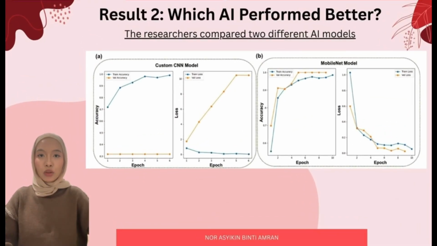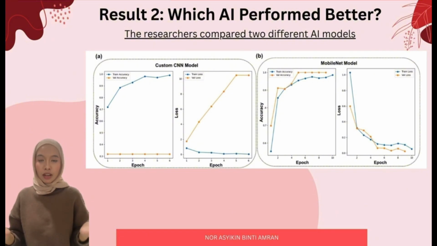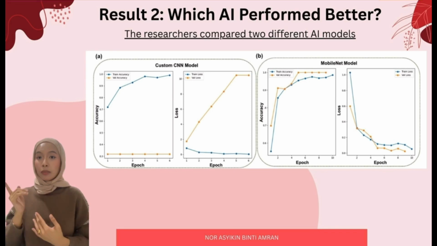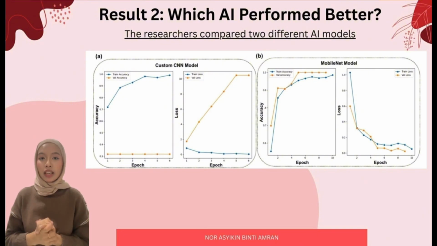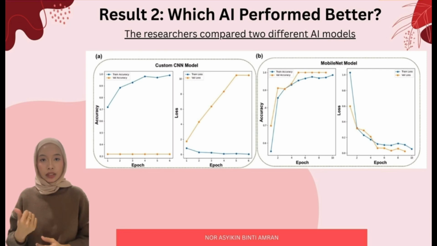The research compared two different artificial intelligence models to determine which one could classify bloodstain impact height more accurately. Before I explain the result, I have already attached a simple short video to help you understand how a custom CNN works and MobileNet. Please watch this video first as it will make the comparison easier to understand.